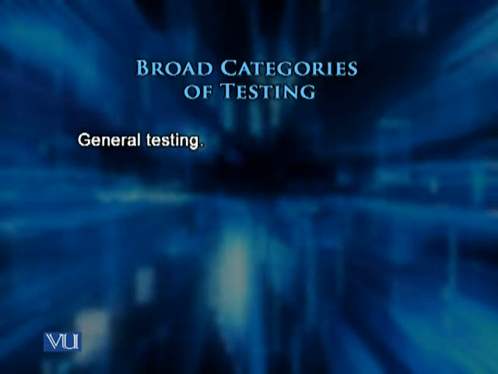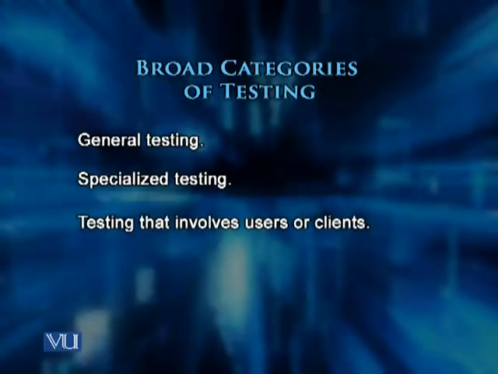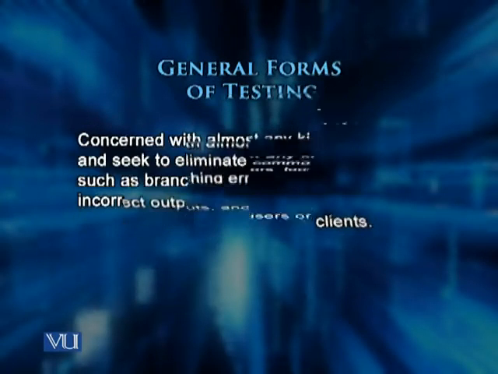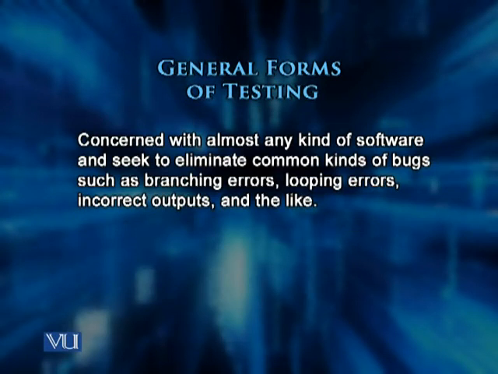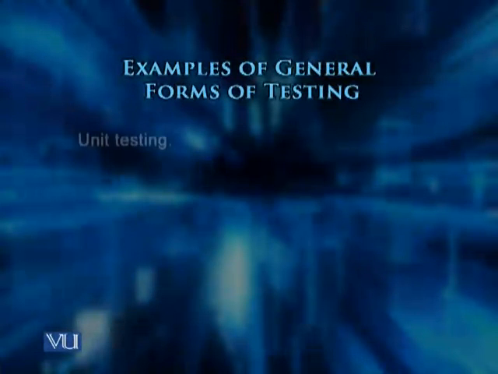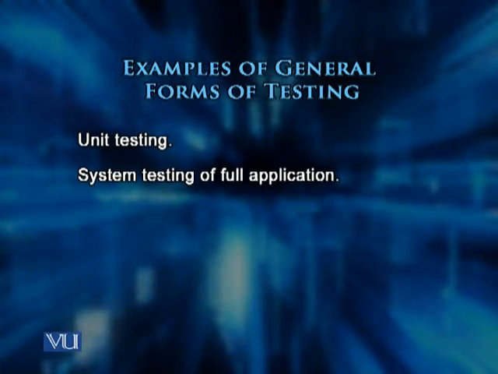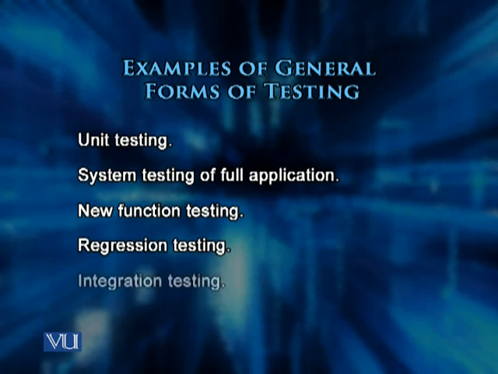There are three: general testing, specialized testing, and third, testing that involves users or clients. General forms of testing are concerned with almost any kinds of software and seek to eliminate common kinds of software defects such as branching errors, looping errors, incorrect outputs and the like, and this is common in all sorts of software. It's not a requirement for specialized software. The examples of general form of testing include unit testing, system testing of full application, new function testing, regression testing, and integration testing, and others can also be included. And you perform general form of testing in all kinds of software.